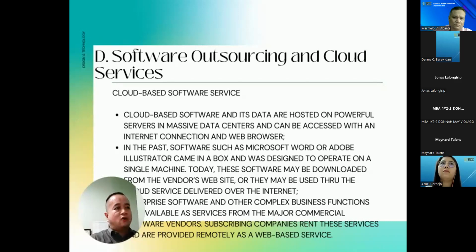Enterprise software and other complex business functions are available as services from the major commercial software vendors. Subscribing companies rent these services and are provided remotely as a web-based service.